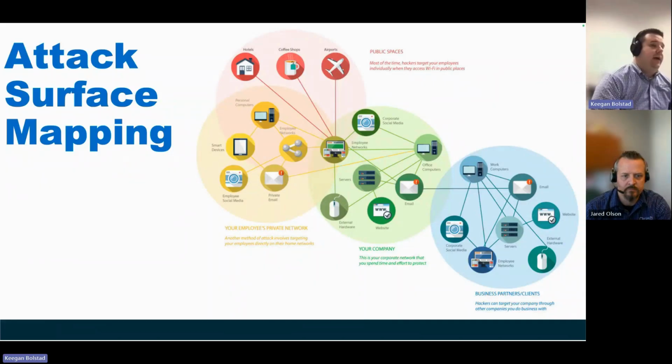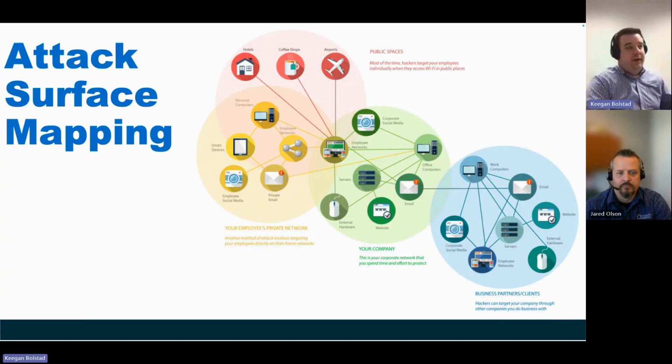So you've obviously got your company, and you've got items and assets and data that's within it. You've also got your employees' private networks. Again, COVID really accelerated work from home. It still exists in a lot of businesses. So we've also got to look at that periphery of their network.